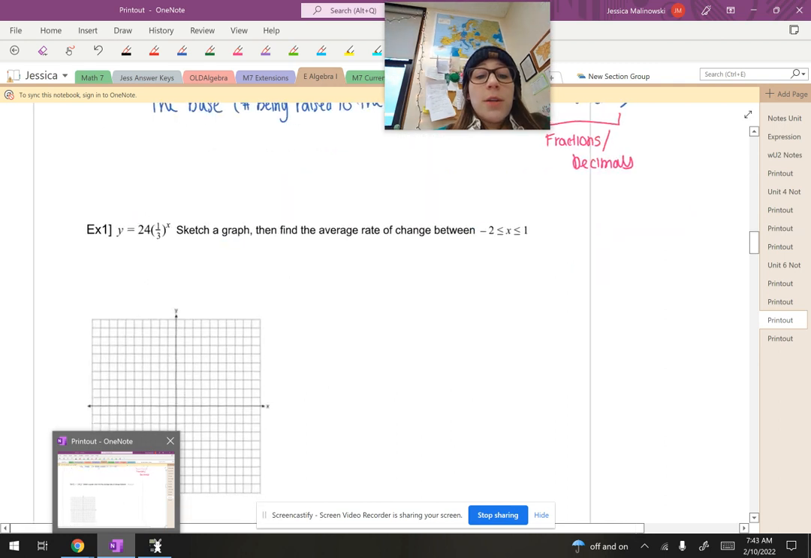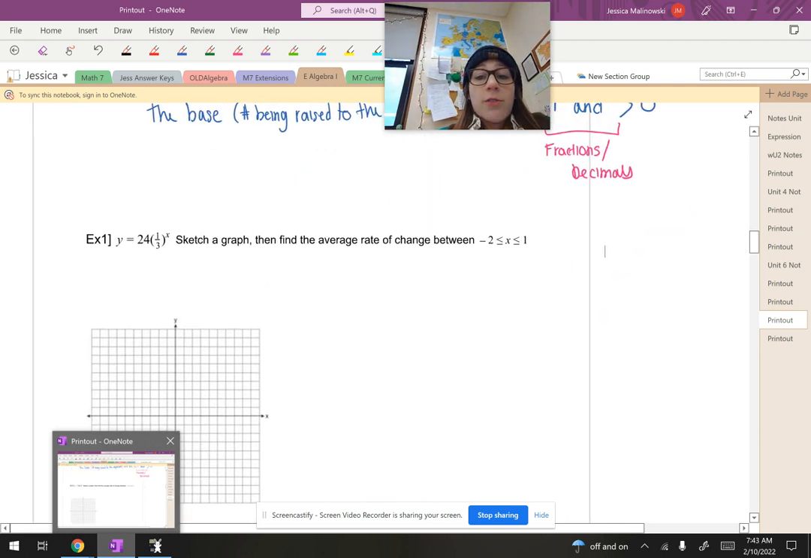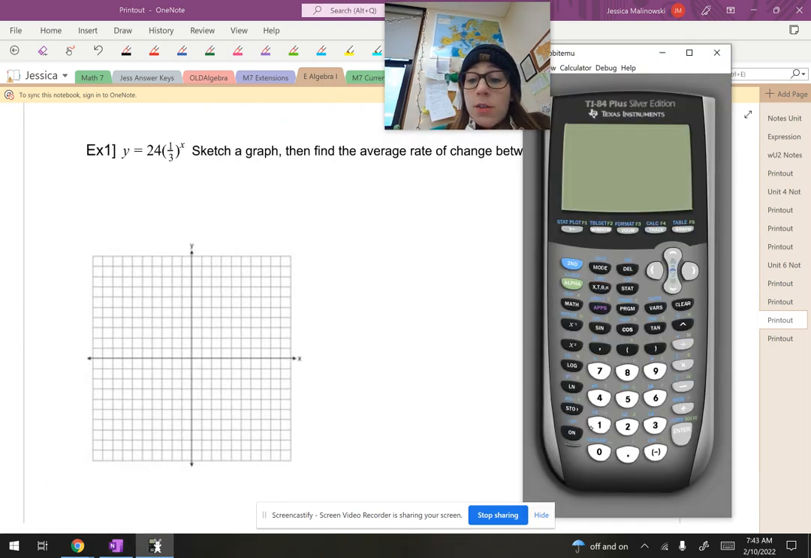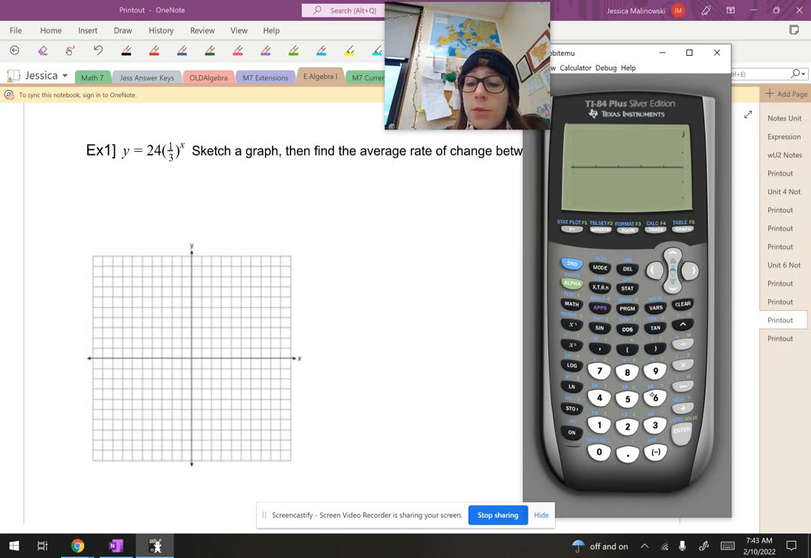All right, so example number 1, let's go ahead and sketch a graph. And then we can find the average rate of change just like we did last time. So again, going to my calculator here, I've got 24 parentheses 1 divide 3 raised to the x. Instead of zooming out, I'm just gonna zoom standard so I don't have to deal with that again. All right, so again, just like last time, that exponential curve starts off really, really steep and then just kind of slimmers down.